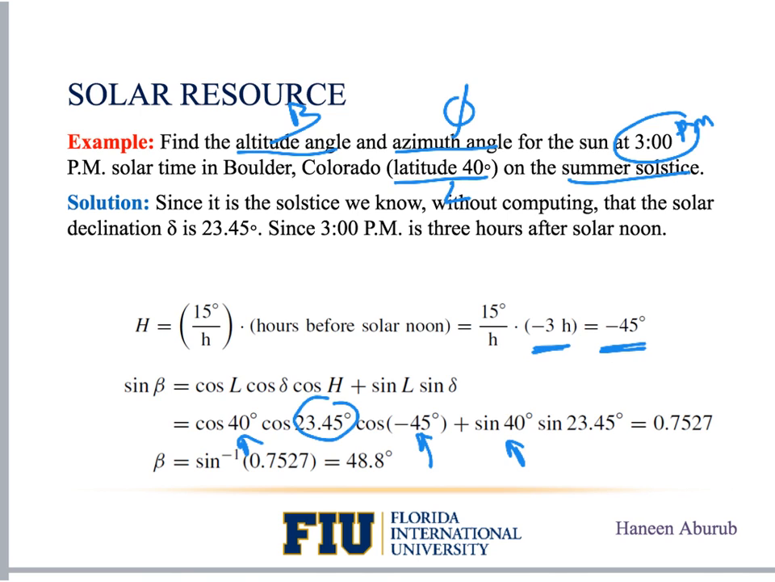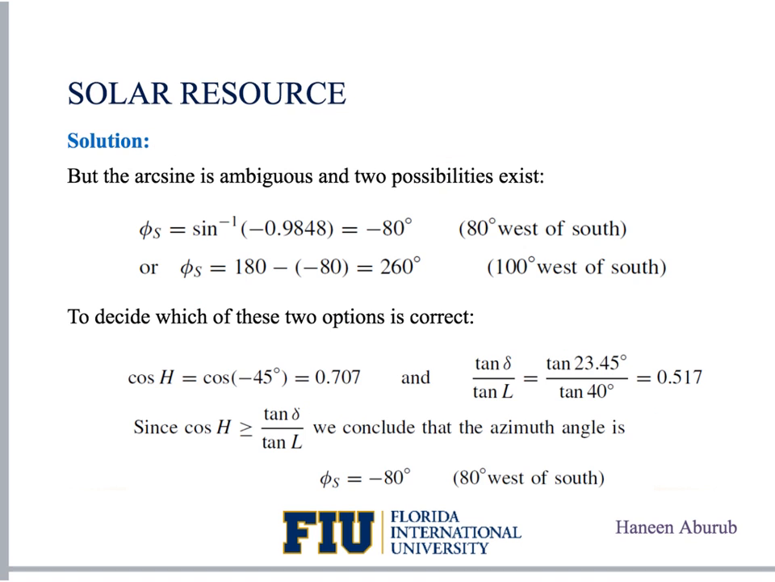Okay, now based on that we get that sine beta, or sine the altitude, is equal to 0.75. Then we take the sine inverse to find the altitude angle, which is 48.8 degrees. Now what about the azimuth? We use the formula again to calculate the azimuth angle, and by using it we will find this value. Then we take the sine inverse in order to find the azimuth.